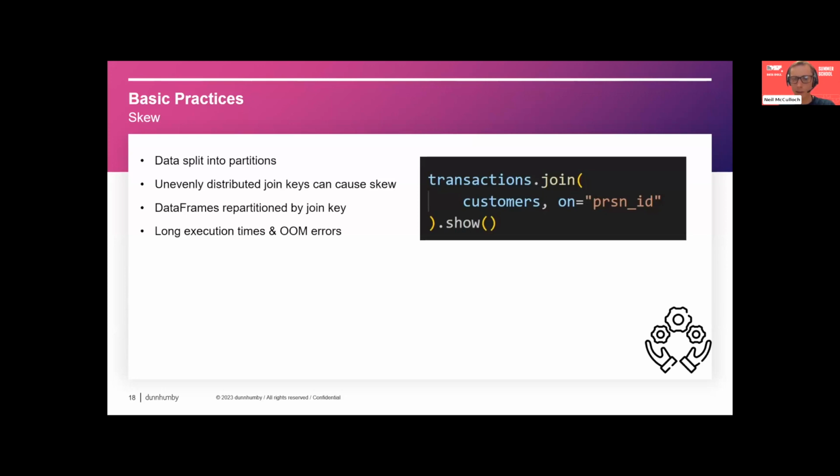So to bring this to life a bit, let's say I want to join a large data frame transactions onto a smaller data frame customers using a customer identifier column here, person ID.